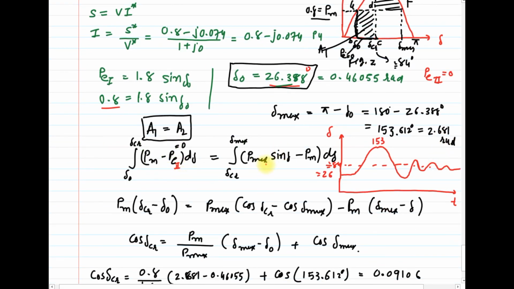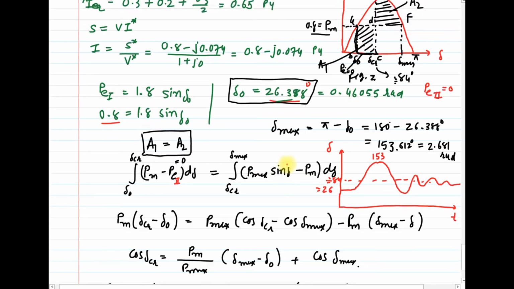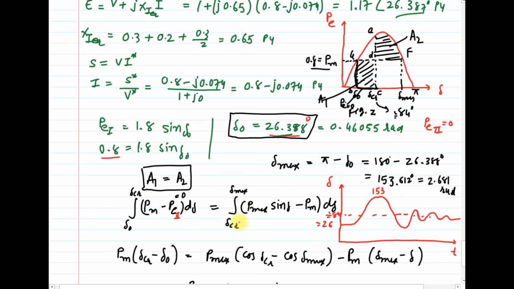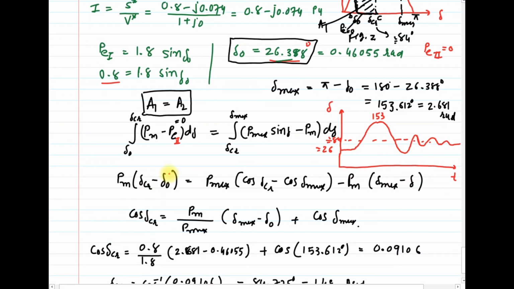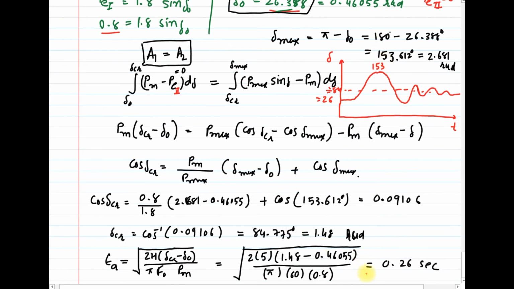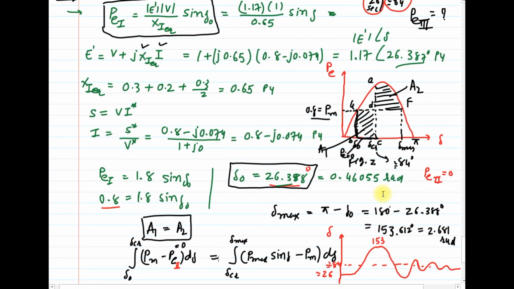Clear? And again we reach the Pmax somewhere over here. So consider Pmax sine delta minus Pm and substitute it into this final equation. So you will get the delta CR, which is the critical value of the clearing angle. Beyond that you cannot operate your machine. Clear? I hope you are clear up to this.